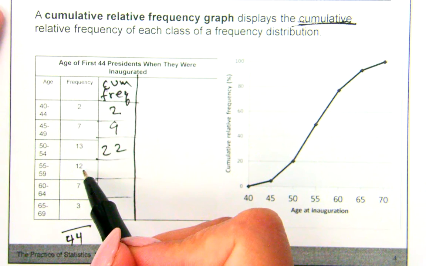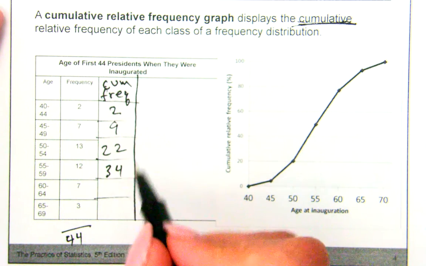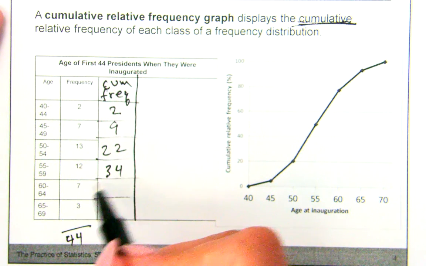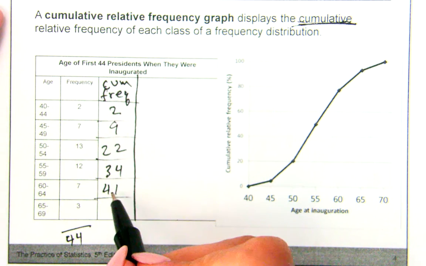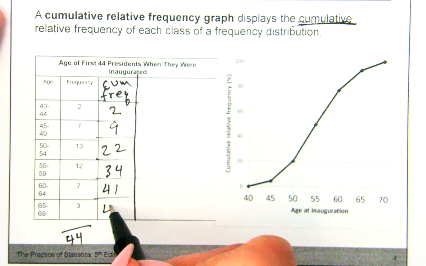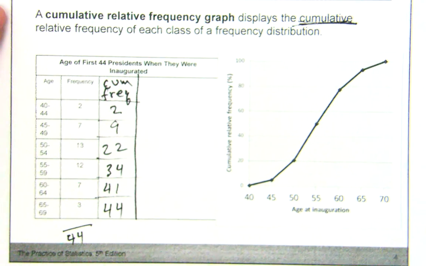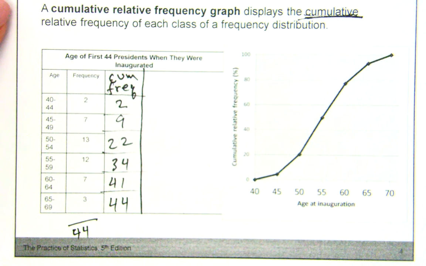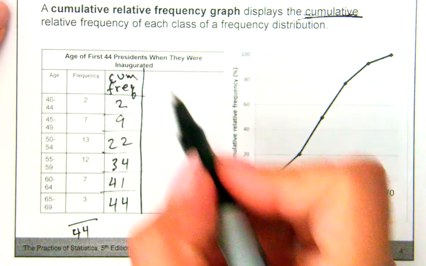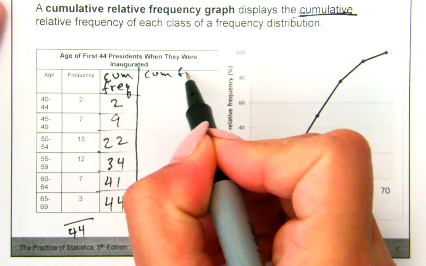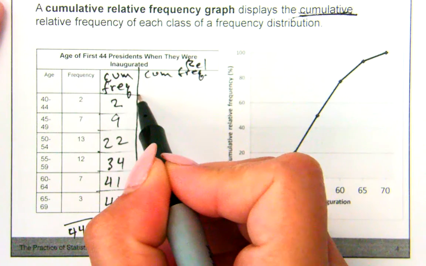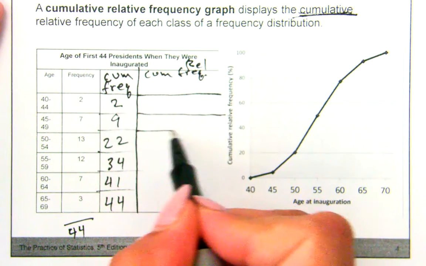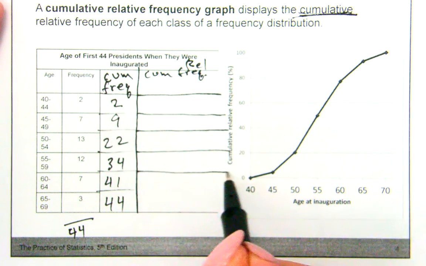I'm adding 12 to my list. I should get 34 of them. I have 34 presidents so far. I'm adding 7 more presidents. I should get 41. And if I have 41 presidents, I add the last 3. I should get my total of 44 presidents. That's cumulative frequency. You're just keeping count day in and day out. You're just adding more to it. Now, cumulative relative frequency graphs come from taking the relative frequency of your cumulative frequency.